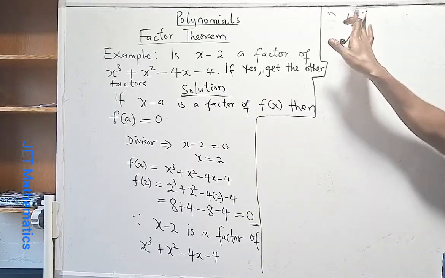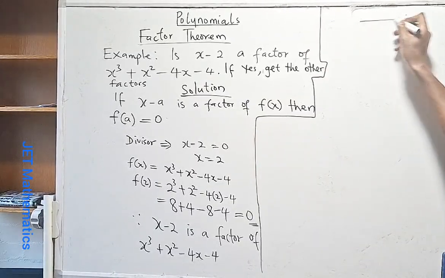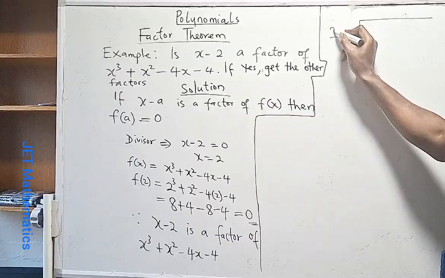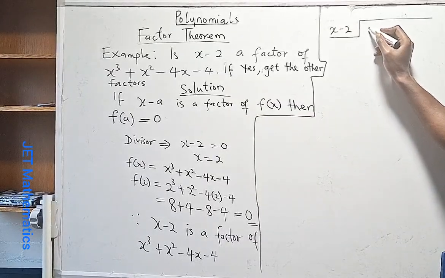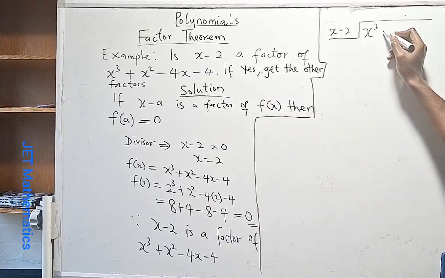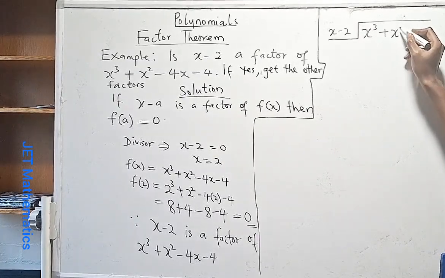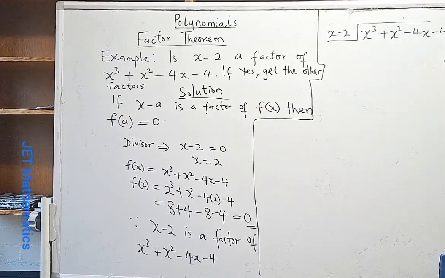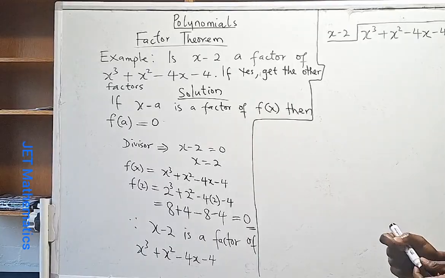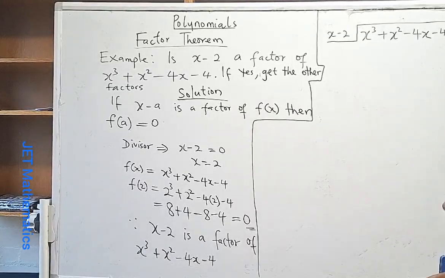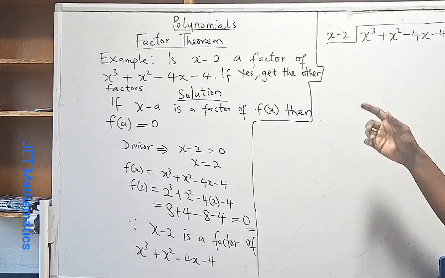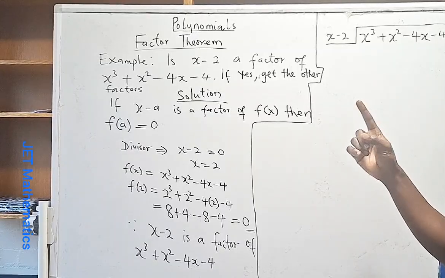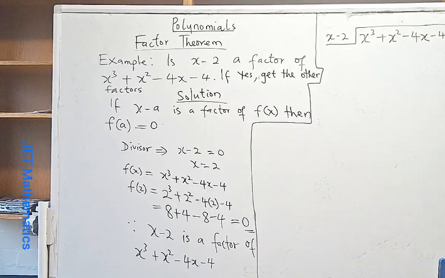So first, we are going to perform a division. So we say x minus 2, and here we have x cubed plus x squared minus 4x minus 4. I've not established the synthetic division. I would have used it here to solve this problem, but now I'm going to use the long division method. In our next video, we'll be doing the synthetic division.